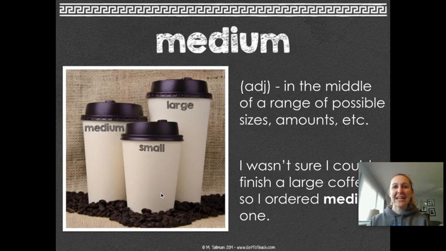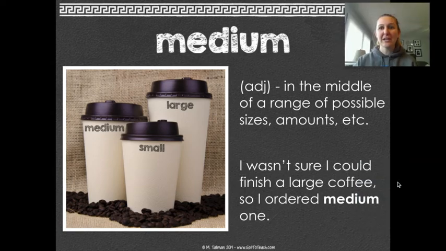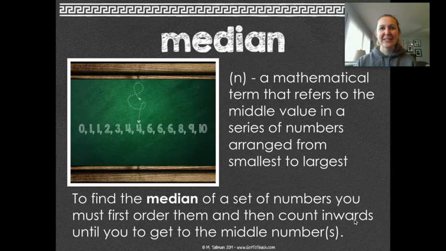So our first word today is medium, and medium is in the middle of a range of possible sizes or amounts. So we have a picture here that shows a large, a medium, and a small coffee. So it says, "I wasn't sure I could finish a large coffee, so I ordered a medium one."